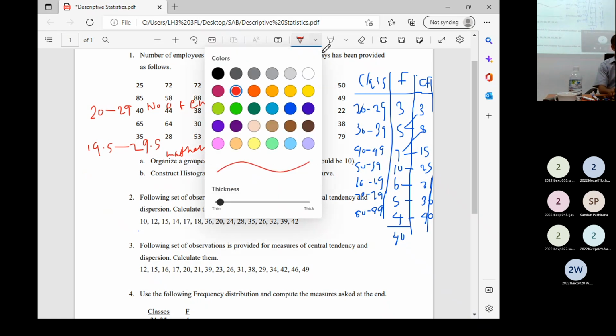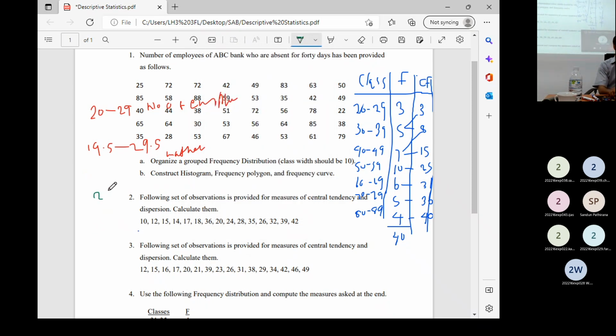Right, but suppose like this, I take 20-29, weight of a product, a bar, 19.5 kilograms, 29.5 kilograms. It is not mathematical limits. They are there.